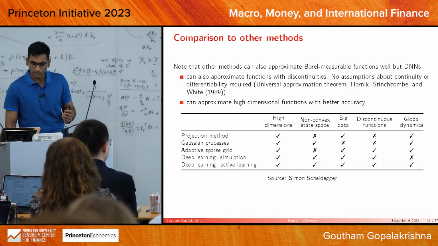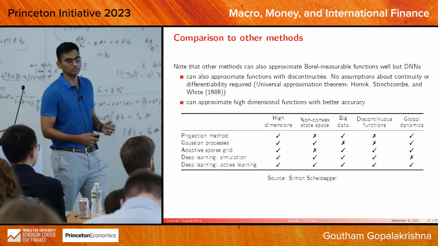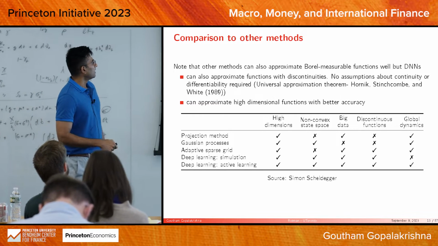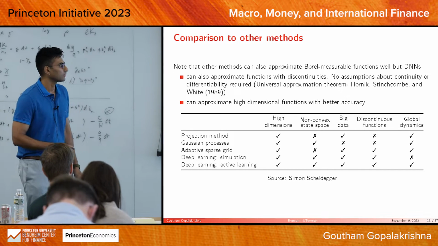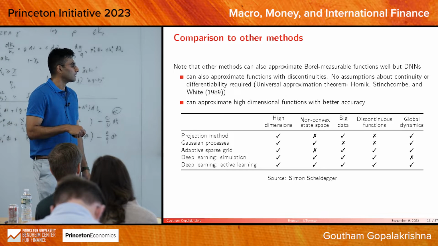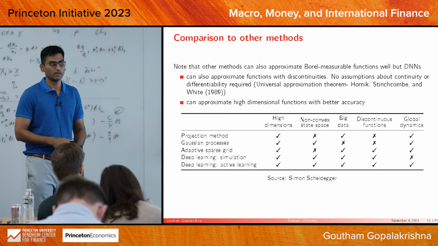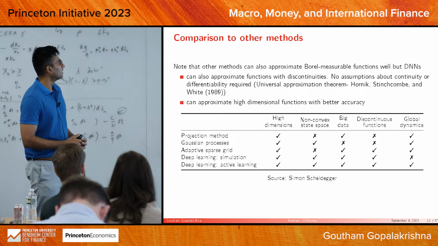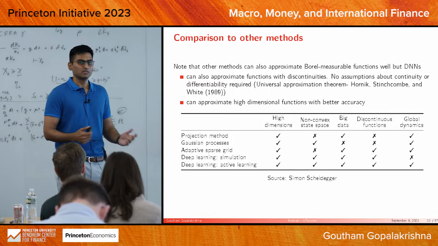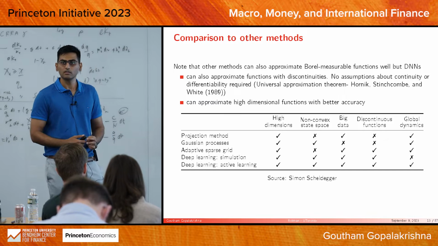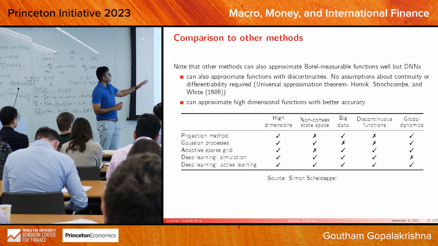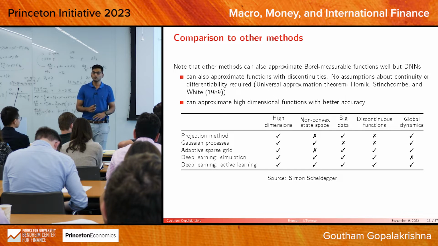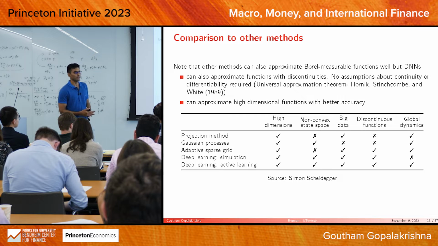Where were we? Let's compare this to more advanced methods rather than just projection methods. I think Gaussian processes and adaptive sparse grid methods are very popular. Gaussian processes can handle up to 10 dimensions very efficiently, in fact, faster than neural network-based methods. However, they cannot handle large amounts of data, so that's a limitation. Adaptive sparse grid methods are good as well, but once you have a non-convex state space, they don't work very well.